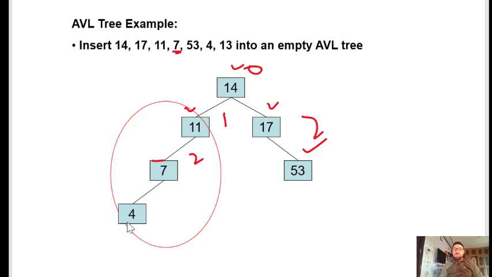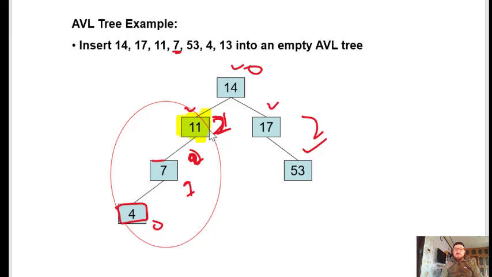When we put up the 4, now the problem comes, because I have all the nodes here. Okay, now you see, for the 4 the balance factor is 0, for 7 it is 1 minus 0 is 1, for 11 it is 2 minus 0, that is 2. The balance factor is 2, so 11 is in a problem.